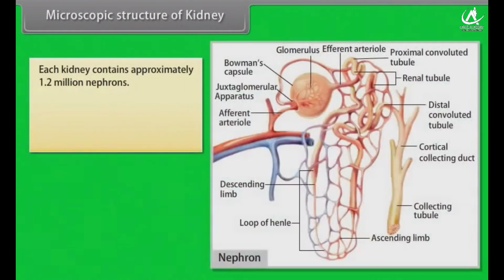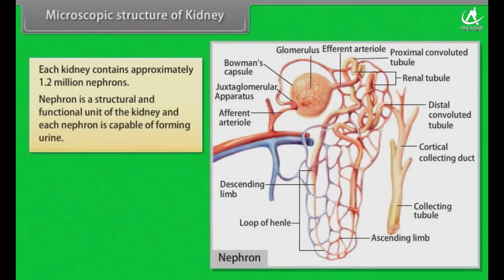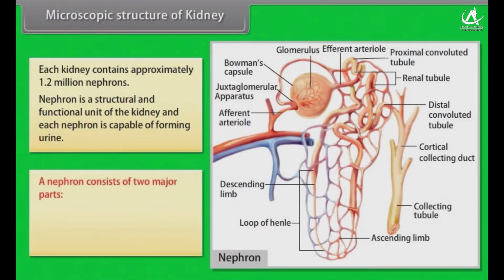Microscopic structure of kidney. Each kidney contains approximately 1.2 million nephrons. Nephron is a structural and functional unit of the kidney, and each nephron is capable of forming urine. A nephron consists of two major parts: renal corpuscle and renal tubule.